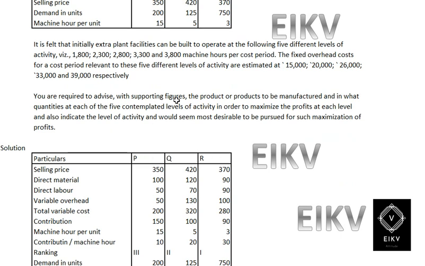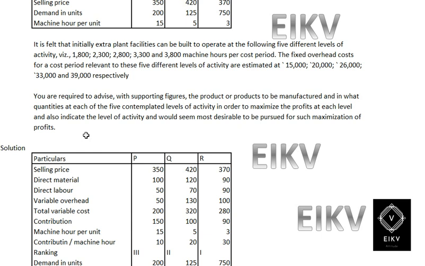You are required to advise which product or products are to be manufactured and in what quantities at each of the 5 contemplated levels of activities in order to maximize the profit at each level, and also indicate the level of activities which would seem most desirable to pursue for such maximization of profit.